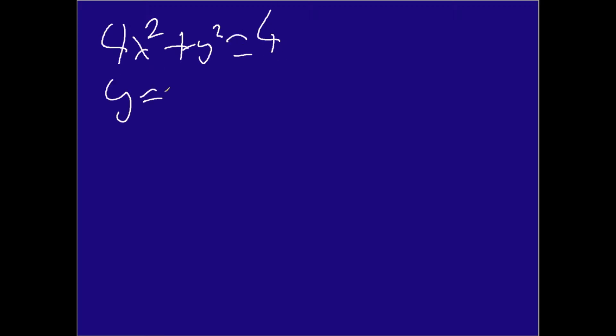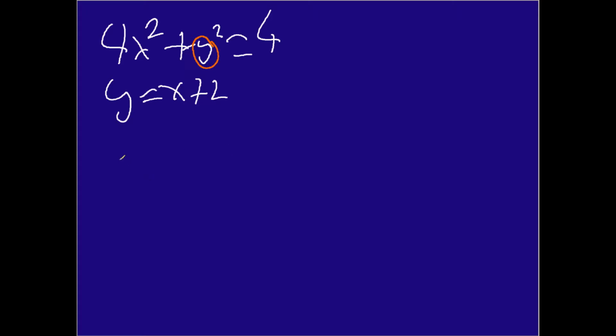So our first example is as follows. Let's say I have 4x squared plus y squared equals 4, and then underneath that I have y equals x plus 2. Now this should be very easy. Wherever we have a y, we can just plug in x plus 2, because remember, we're using substitution. That is the tool we're using in this video.